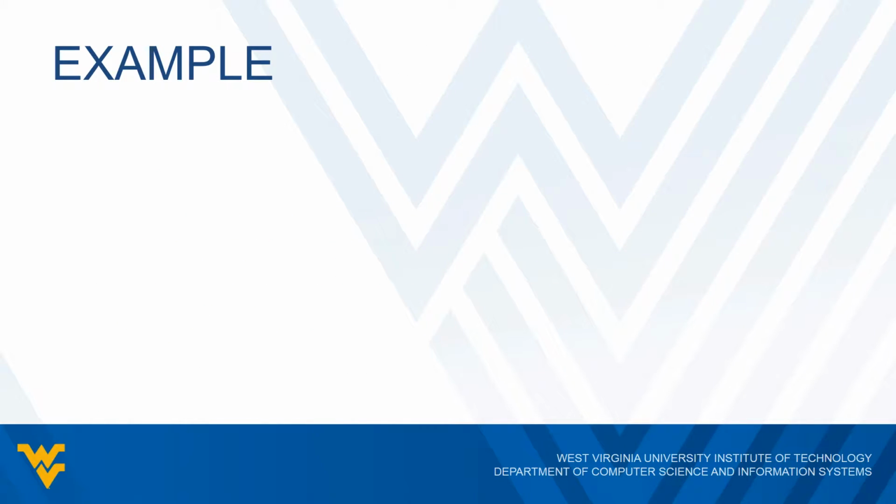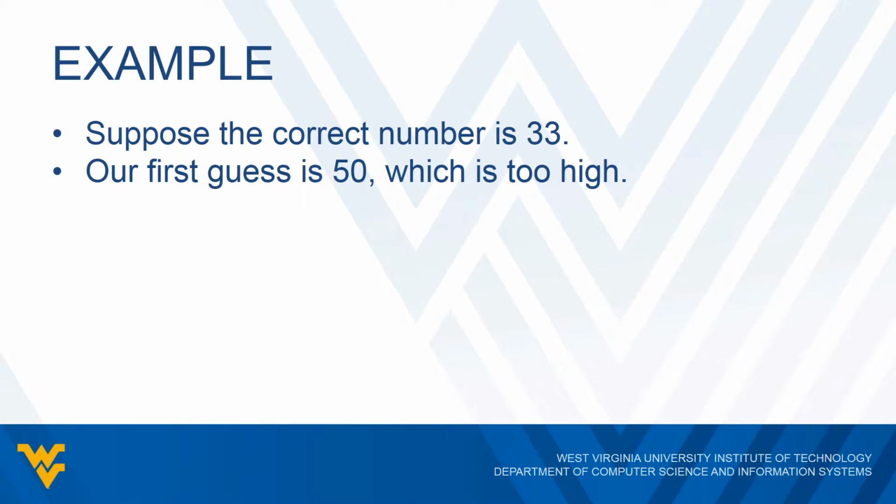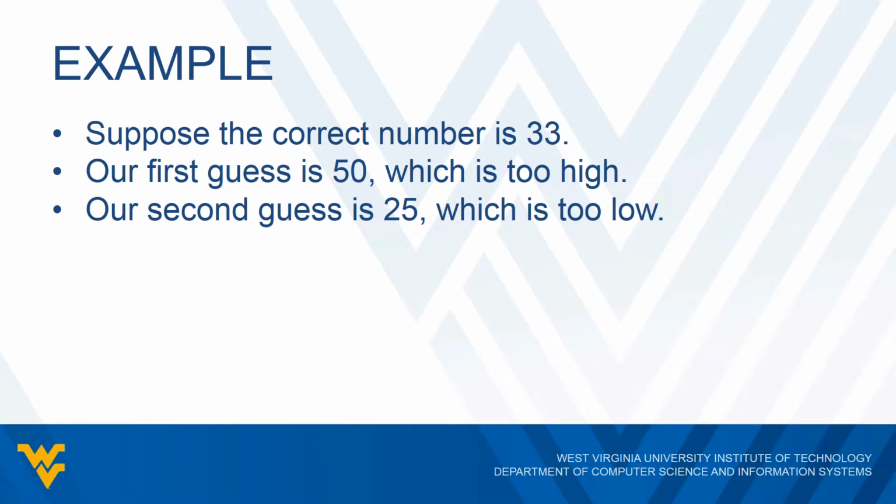Let's do an example of this game. So let's say the correct number that we want is 33. And we're going to guess until we get the 33. So our first guess is going to be 50, which is clearly too high. So now we need to pick a number between 1 and 49. So let's just pick the second guess, which would be 25. So we cut the number of guesses in half. We're going to be told that that's too low. So now we have to pick a number that's between 26 and 49. So we need to cut the number of possible guesses again.